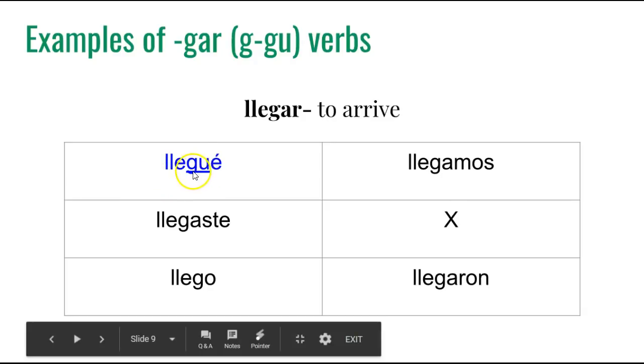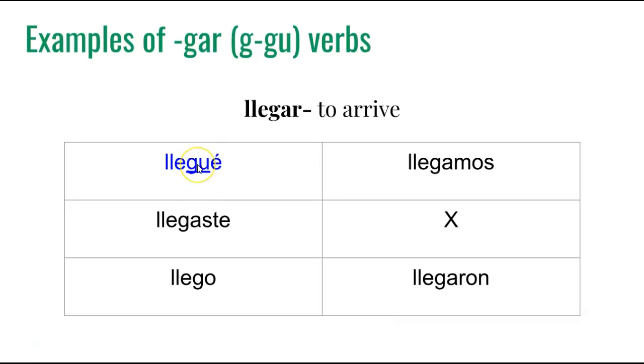That G is going to be replaced with the GU right here. Right? And then again, you drop the AR ending and you add your conjugations. So in the yo form, we have llegué, and that U is not pronounced. The only time that you pronounce this U would be if it had two little dots on top of it. It doesn't have that, so we're just going to say llegué. That U is silent. Okay?